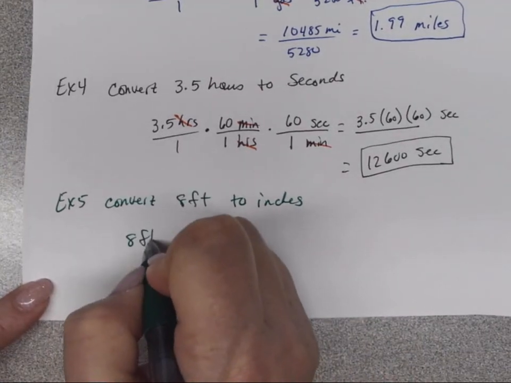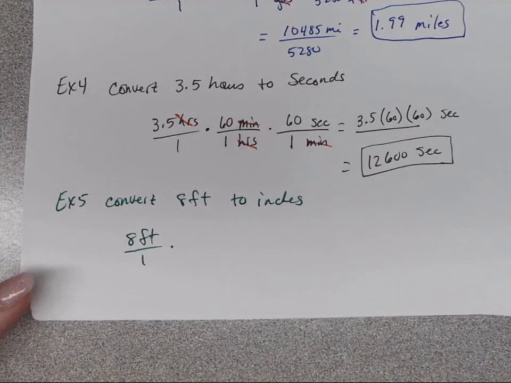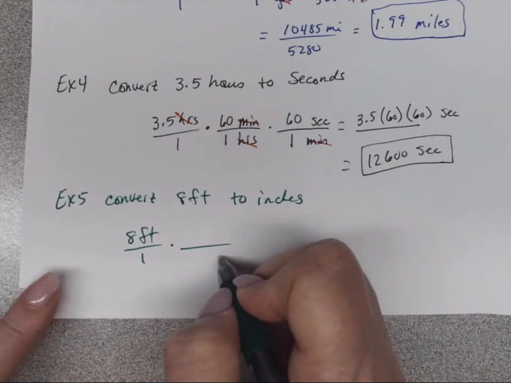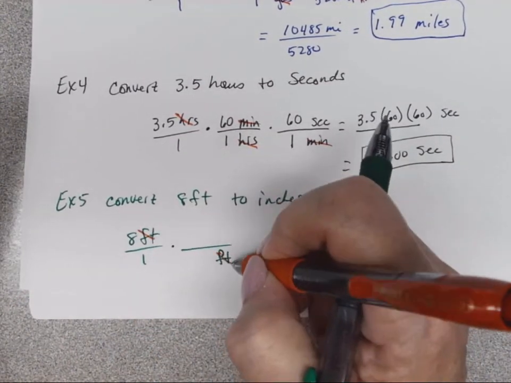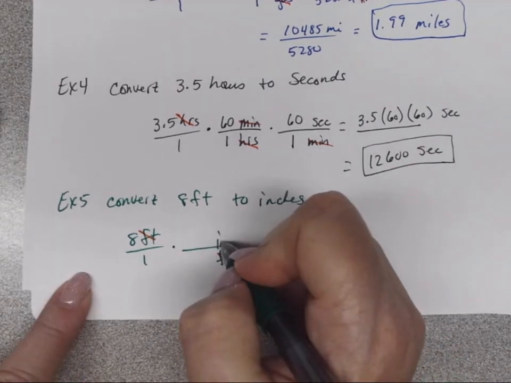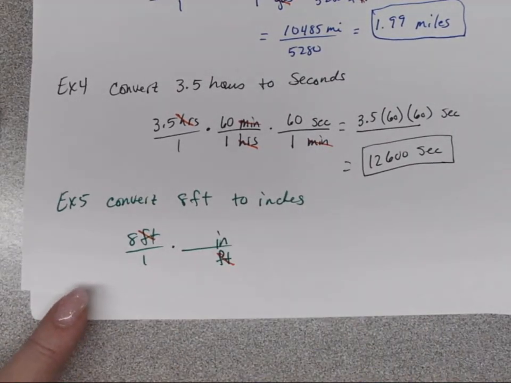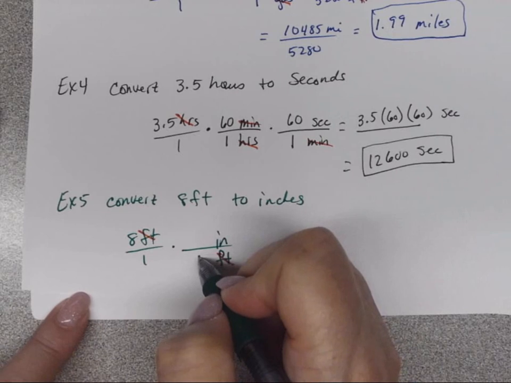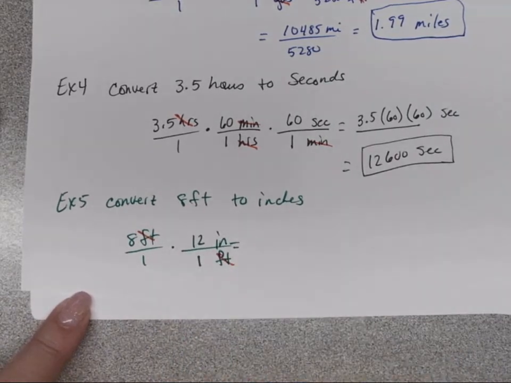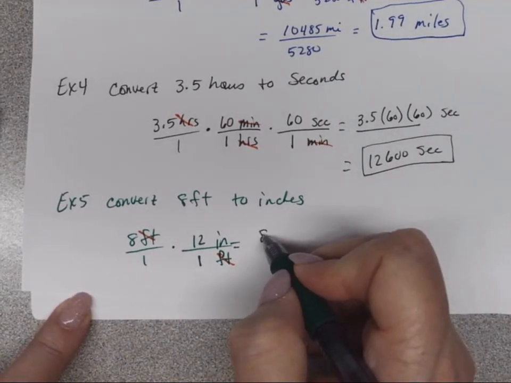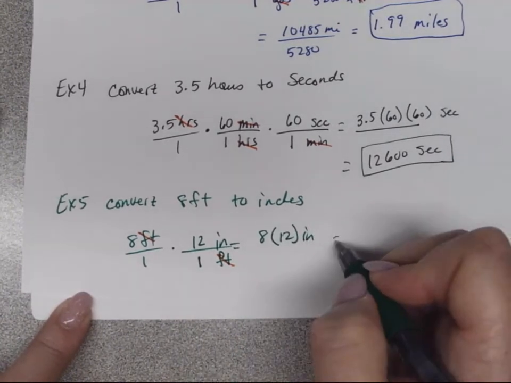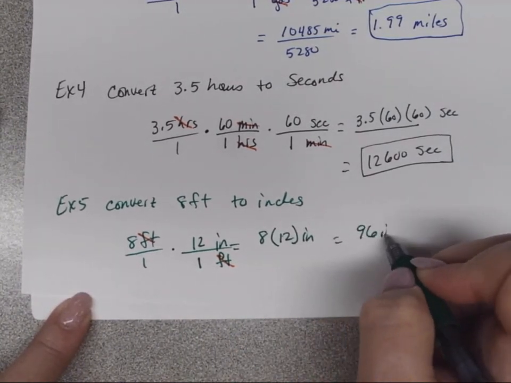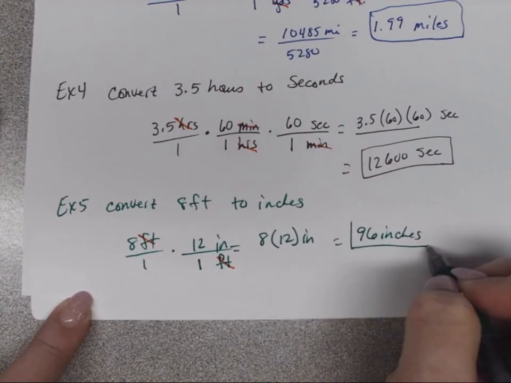If we have 8 feet over 1 times, I know feet has to go on the bottom for the feet to cancel, and I can go feet straight to inches. So I don't have to do a lot of increments on here. I know 1 foot has 12 inches, so I end up with 8 times 12 inches, nothing in the bottom, which will get us 96 inches. And that would be your final answer.